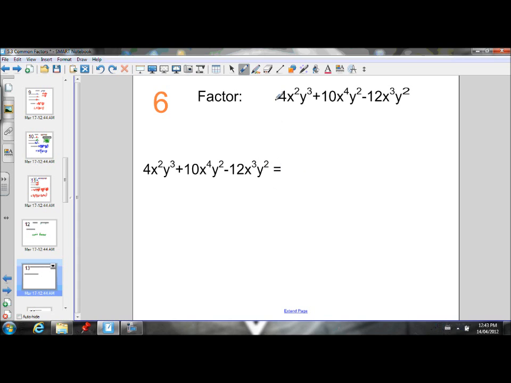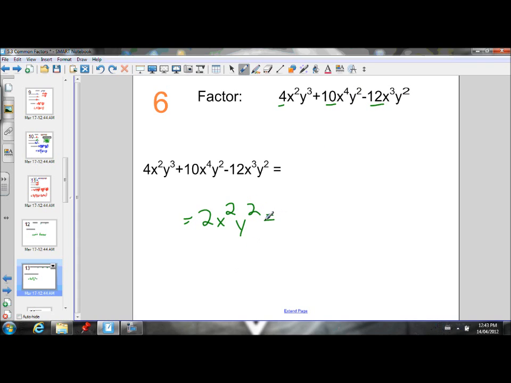Okay? So of the coefficients, I have a 4, a 10, and a 12. I can factor out a 2 from that. So I'm going to take out a 2. And these all have x's. The variable with the least exponent is an x squared, so I can take out an x squared. And these all have y's. The variable with the least exponent is a y to the 2, so I can take out a y squared.